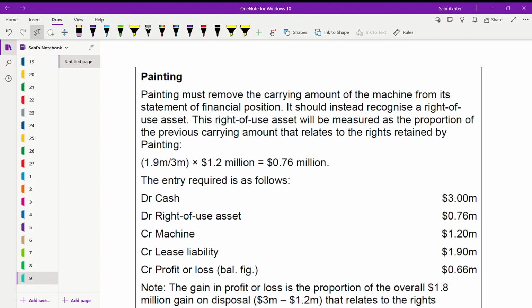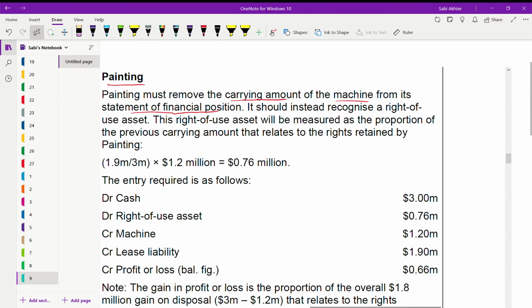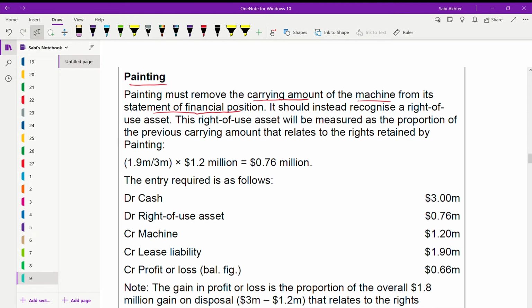So Painting is the lessee here. He is the seller. So he is the lessee, Painting. So what should he do? He must remove the carrying amount of the machine from his statement of financial position because he's selling, no? Who is selling? Painting is selling to College. So Painting must remove that because it is not recognized as a sale. So you remove that carrying amount of the machine from Painting's financial statement.